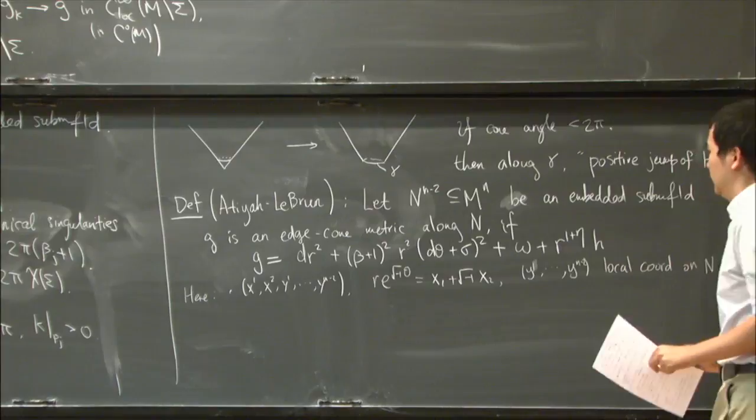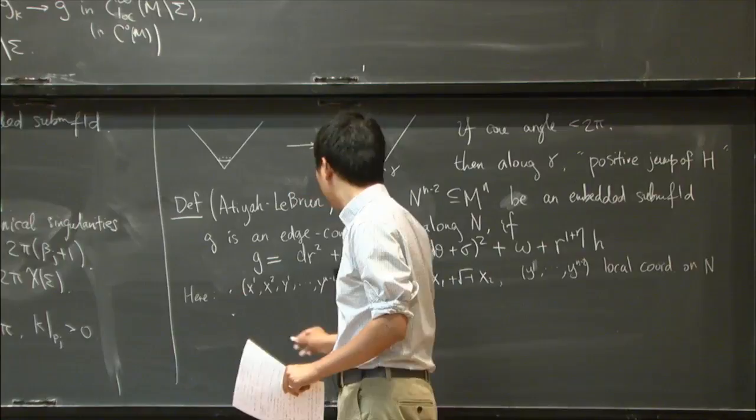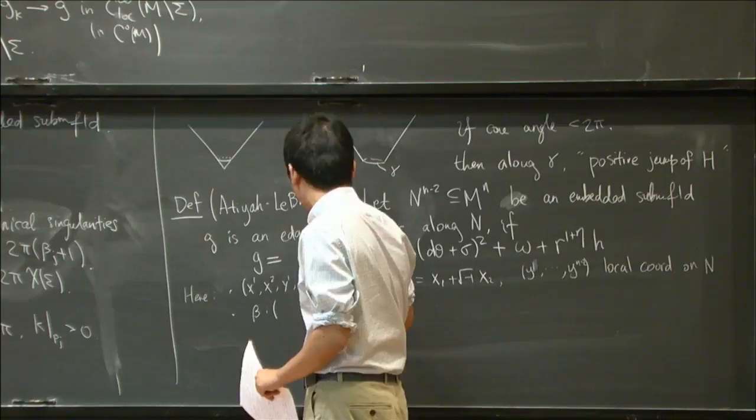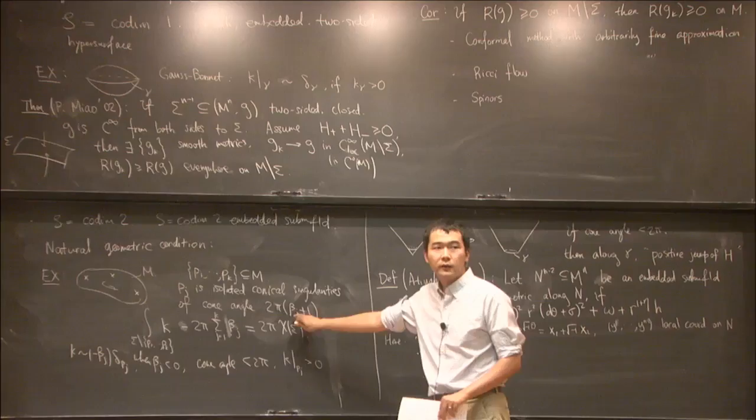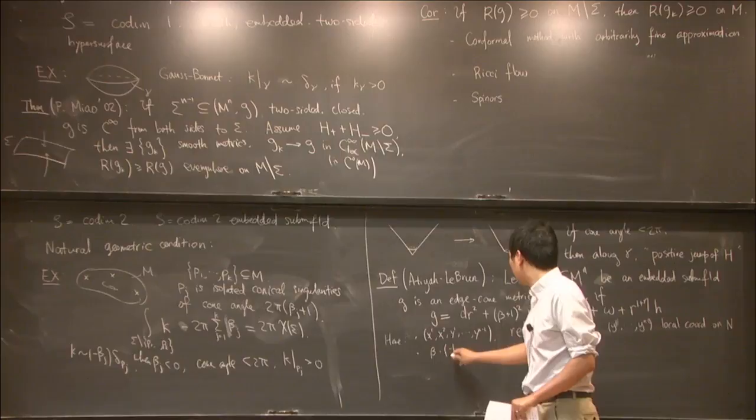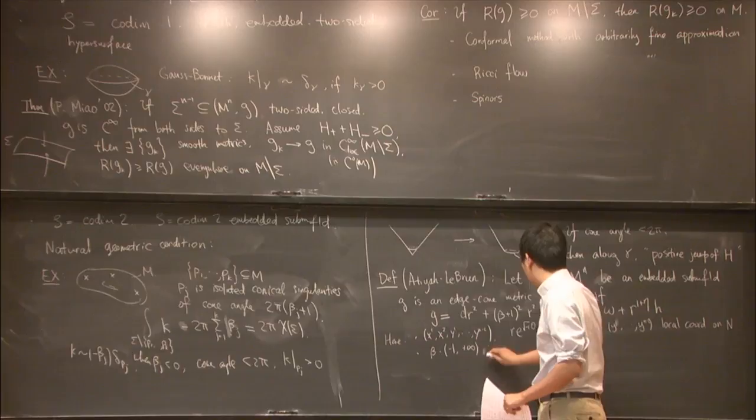And beta is the angle function. When beta is 0, it corresponds to angle 2 pi. We want the angle to be positive at least, so it's a function. The angle in general should be 2 pi times (beta plus 1), right? So we require beta to be a function from minus 1 to infinity, and this is C2.